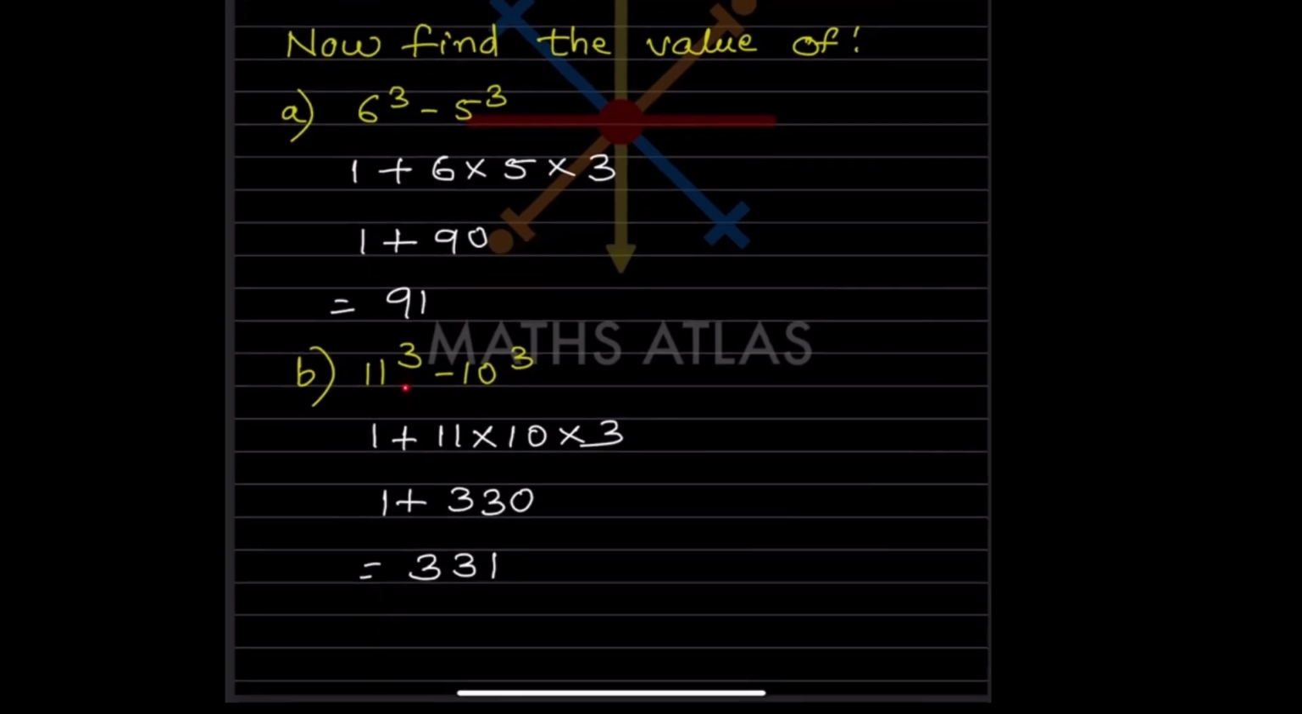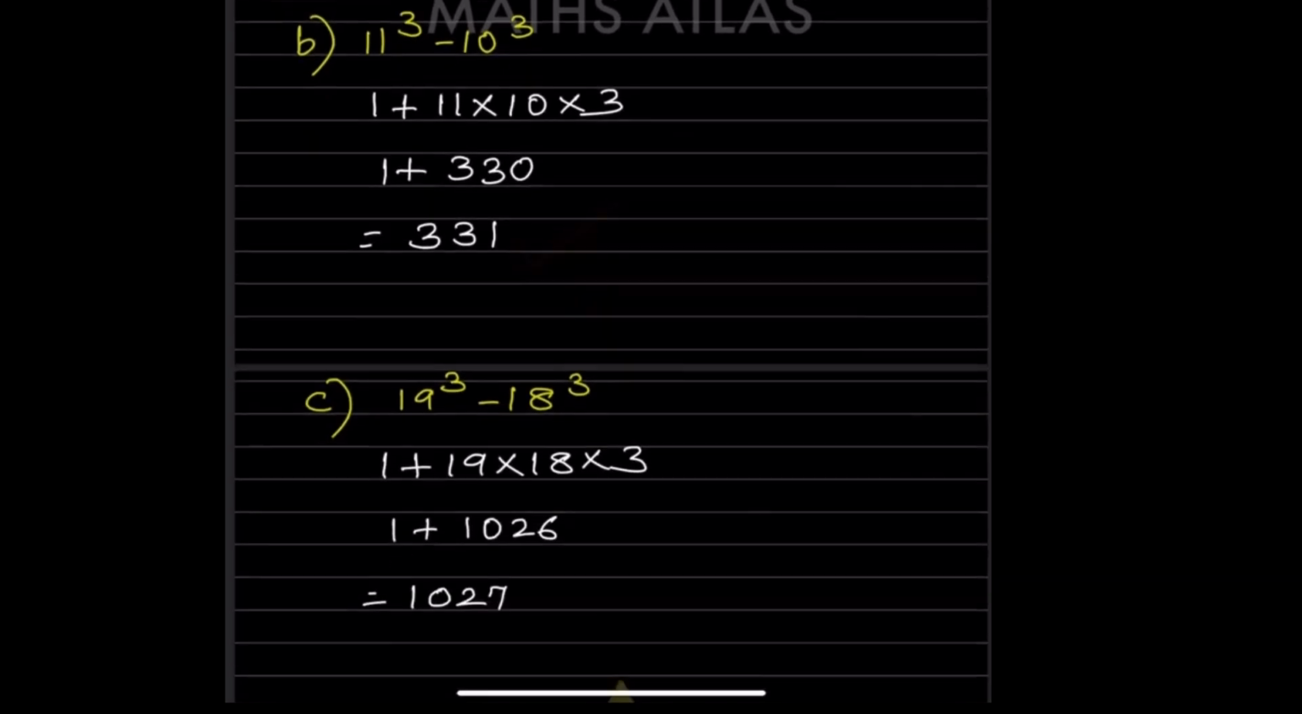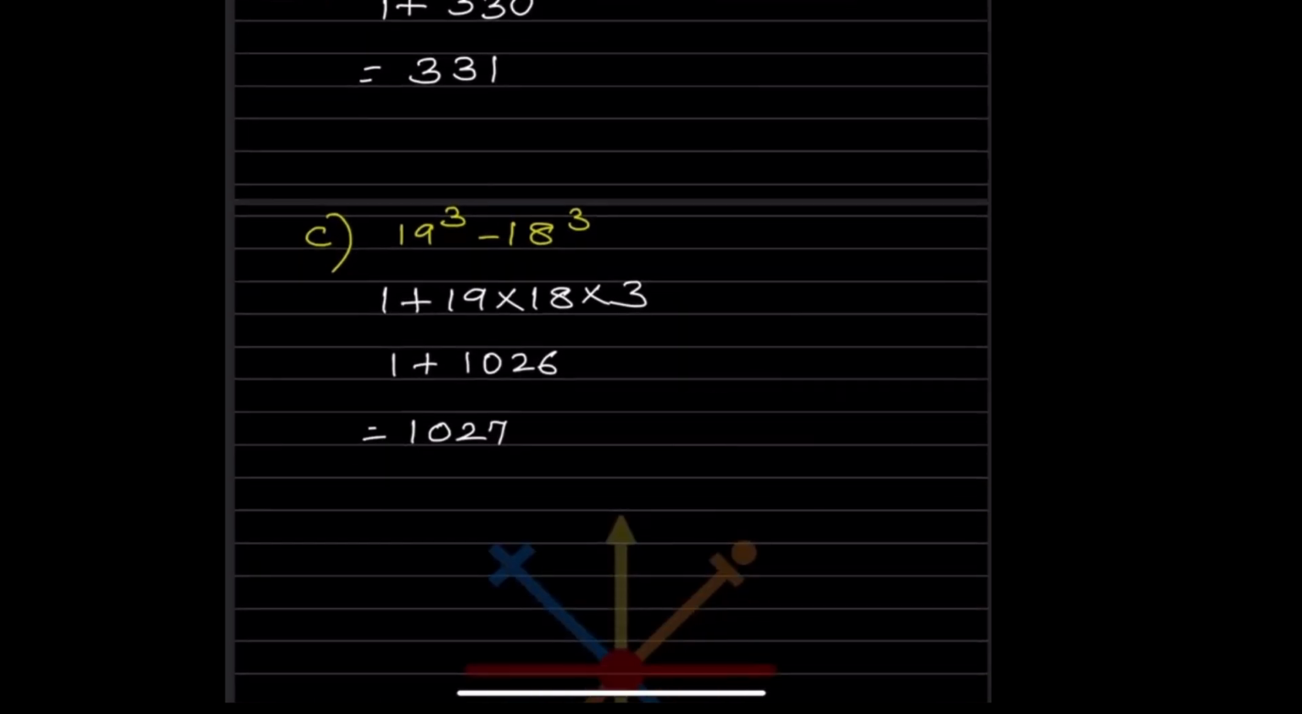Now here, 11 cube minus 10 cube. So 1 plus 11 into 10 into 3. Now you have to multiply this all together. So 110 into 3 is 330. So 1 plus 330 is 331. Now here again, 1 plus 19 into 18 into 3. So this all together you have to multiply. That is 1026. So 1 plus 1026, that is 1027.